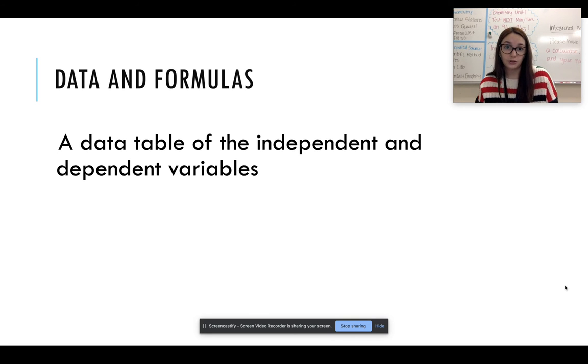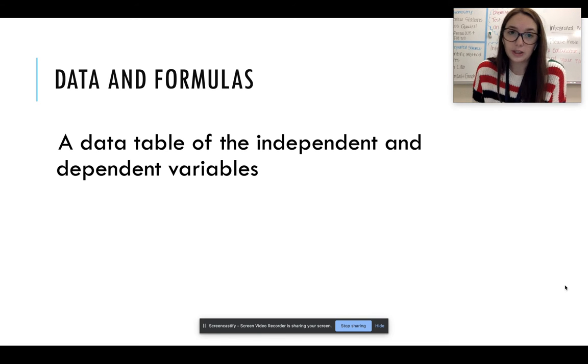Next is your data and your formulas. So that's where you collect your data. So for example, with this, it was on the back sheet. You collect all of your data for your gum. And then you make sure to include both types of data that you're doing. So if you're doing a table and a graph, you have to have all of it. And if you're doing any formulas as well.